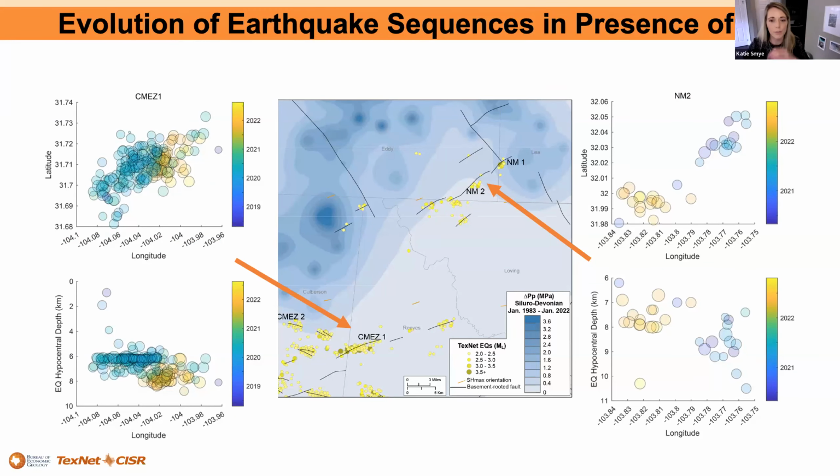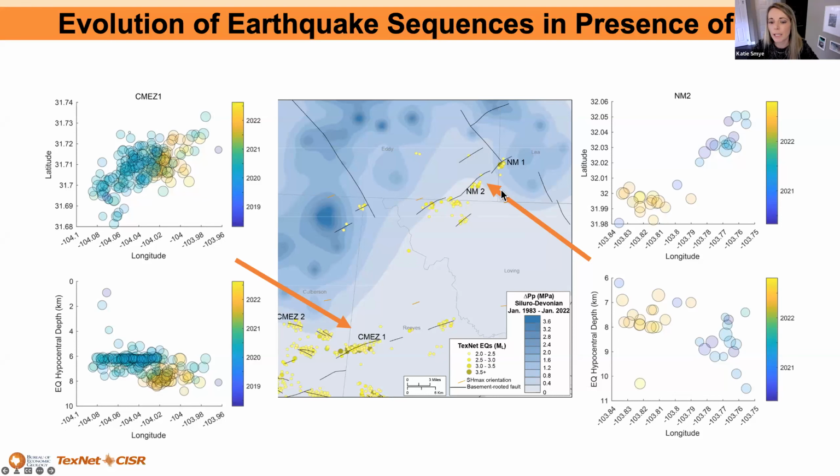Okay, moving right along, I want to finish up soon so we have time for questions. Let's look at the evolution of the earthquake sequences on these 4 faults. I think there are some interesting findings here. I'm looking now, actually, just at 2 faults, sorry. NM2 is on the right, and we are looking down at these sequences in the map, in the plot on the top, so latitude versus longitude. And then we're looking at earthquake hypocentral depth in the plot on the bottom. And the same for the case on the left, which is CMES 1. These earthquakes are sized by magnitude and shaded by date, so most recent earthquakes are brighter colors.